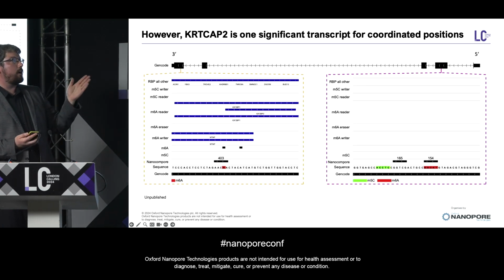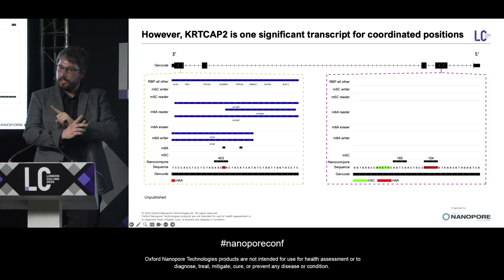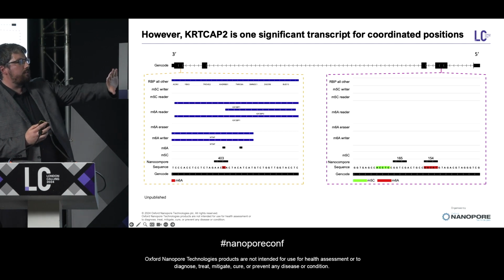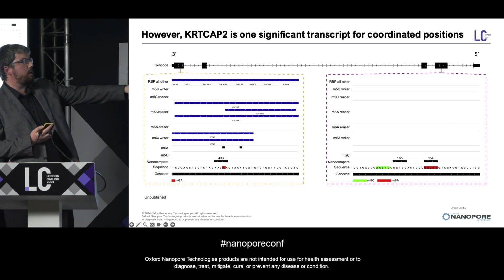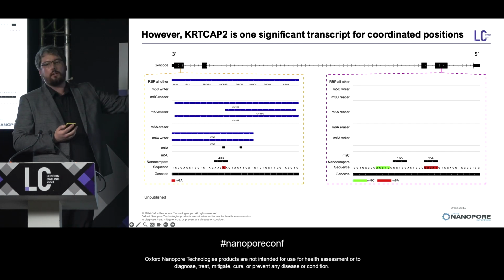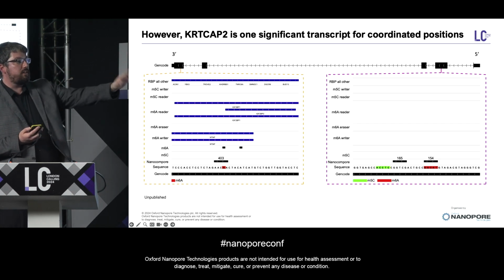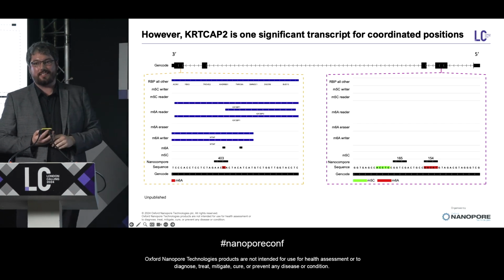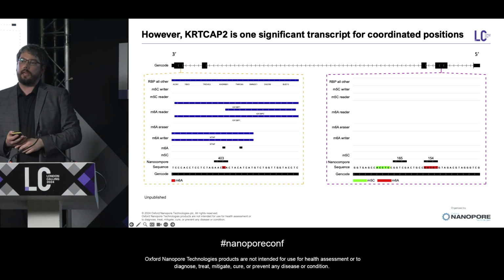And so this is KRT-CAP2. And I have the transcript model now from the 3' end to the 5' end. It's the reverse orientation gene. And we have 3 significant sites found from Nanocompore. One here at the 3' end, which looks to be a METTL3 dependent m6A site. And then at the 5' end, it looks like we have a METTL16 dependent m6A coupled fairly closely to an m5C site.